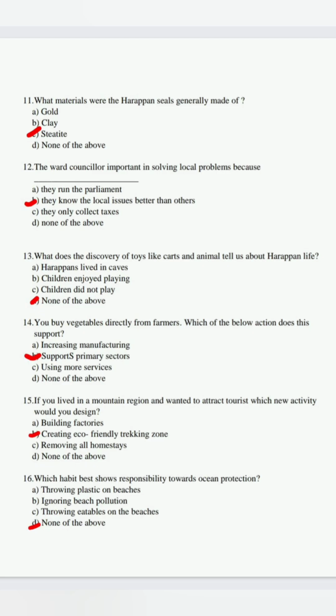Question number 13. What does the discovery of toys like cards and animals tell us about Harappan life? Options are A. Harappans lived in a cave. B. Children enjoyed playing.